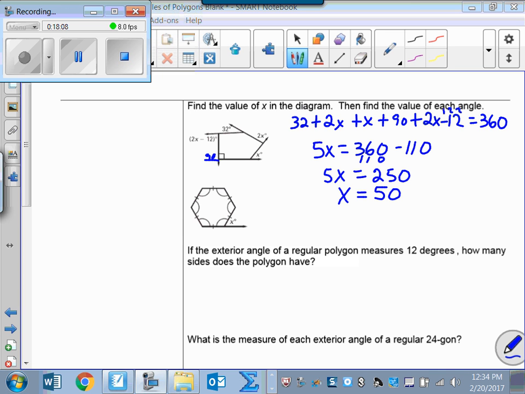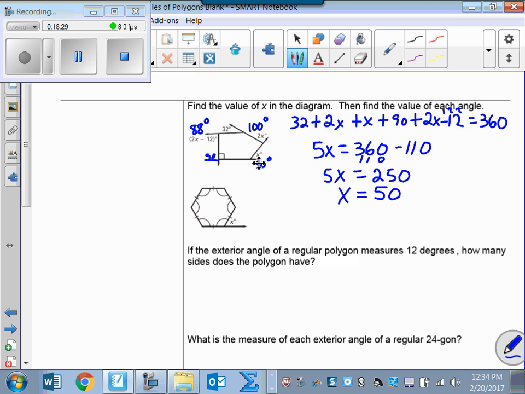I think that's it, but go ahead and double check me. And then it says find the measure of each angle. So of course this one's 50 degrees. This one would be 100 degrees. This one would be 100 minus 12, so 88 degrees. And then hopefully when I add all those up, that's going to add up to 360.